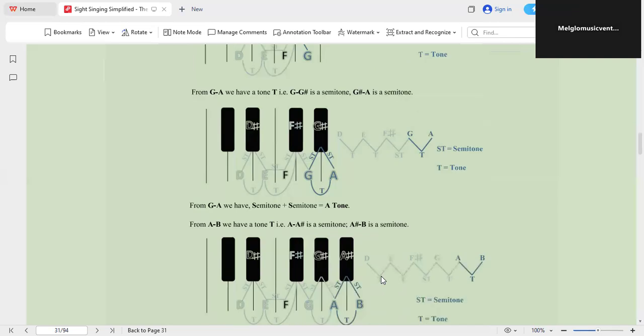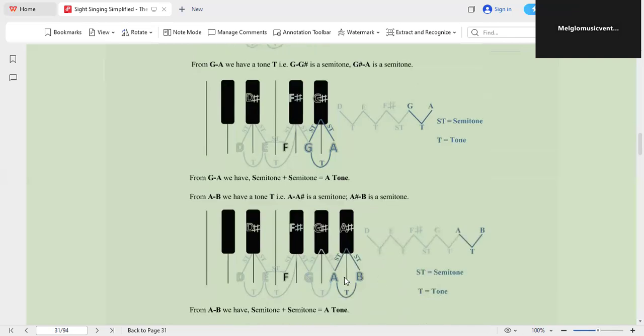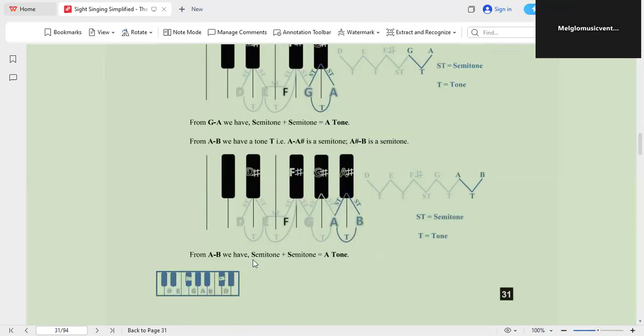Now from A to B, we also need a tone according to our major scale pattern. And so from A to A sharp is a semitone. From A sharp to B is a semitone. So from A to B, we have semitone plus semitone equals a tone. And that conforms to our major scale pattern.